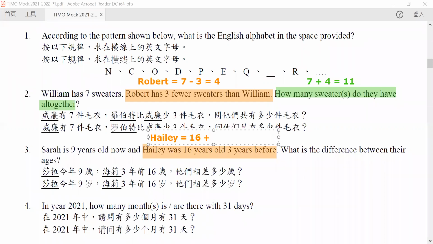And because after 3 years, she will have three more years for her age, it will be 16 plus 3. So we know that it is 19 years old now.